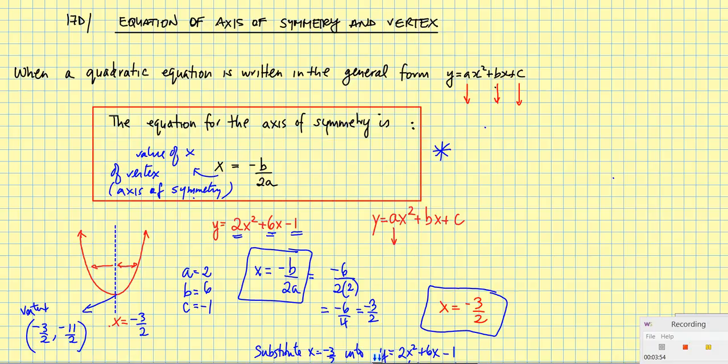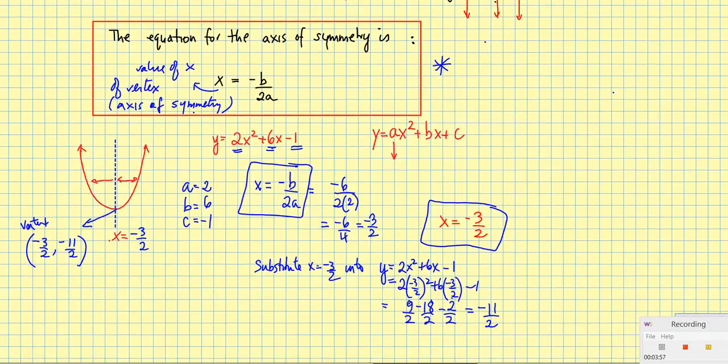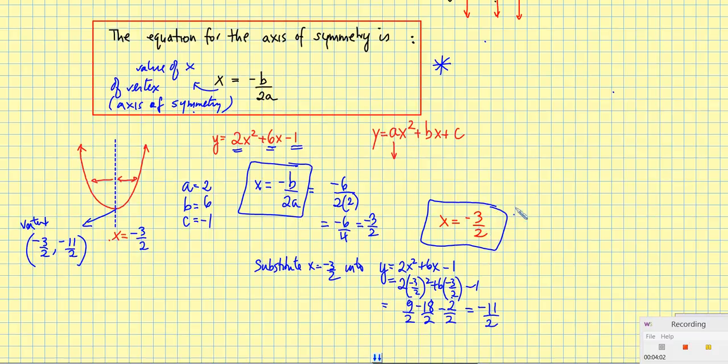Now, because we know the x value of the vertex, all we need to do is take that x value and substitute it back into the original equation of 2x squared plus 6x minus 1 to find the y value of the vertex. So we can figure out what our k value is in the (h, k). The h is our axis of symmetry, or our x value, and the k is our y value of the vertex. h is the x value of the vertex, k is the y value of the vertex, when we look at our equation in vertex form.